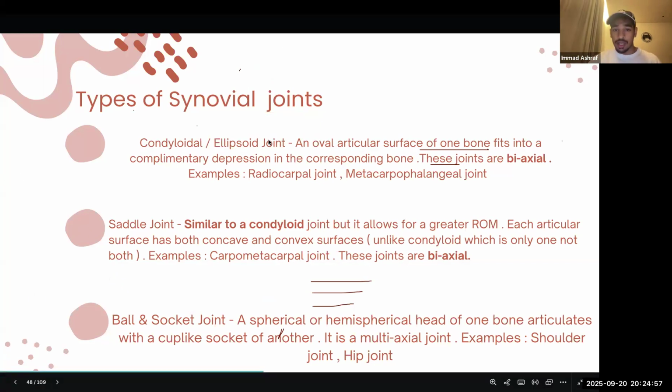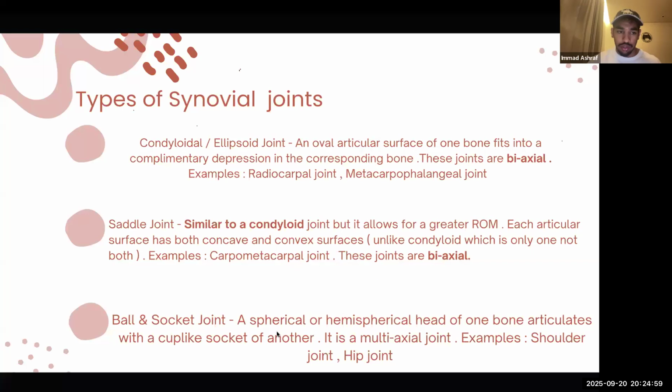Now we'll move to the pictures, and I will ask you guys to tell me what kind of joints we're looking at in the pictures.